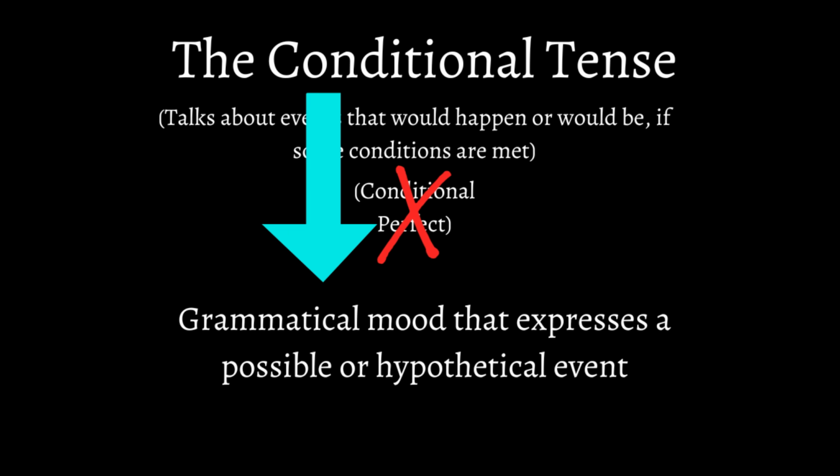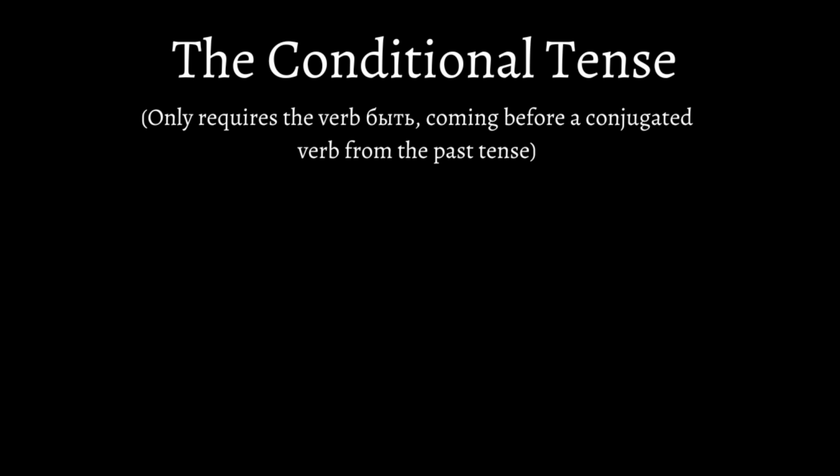Unlike the past, present, and future, the conditional in Russian happens when specific conditions are met, usually with words like если, which means if, and can be translated to the word would in English. What makes the conditional very different from any other tense is that it is constructed using a very simple pattern that only requires the conjugation of the verb быть coming before an already conjugated verb from the past tense. The conditional is very easy to remember because all we need is a conjugation of быть and a conjugated verb from the past, coming from the imperfective or perfective.